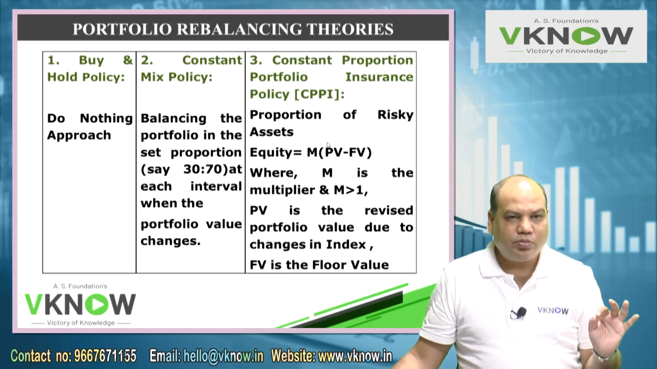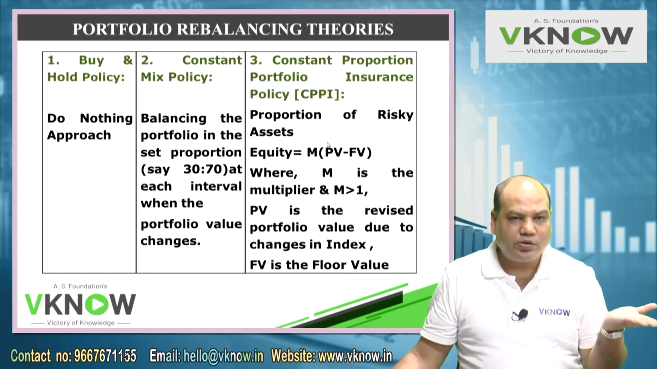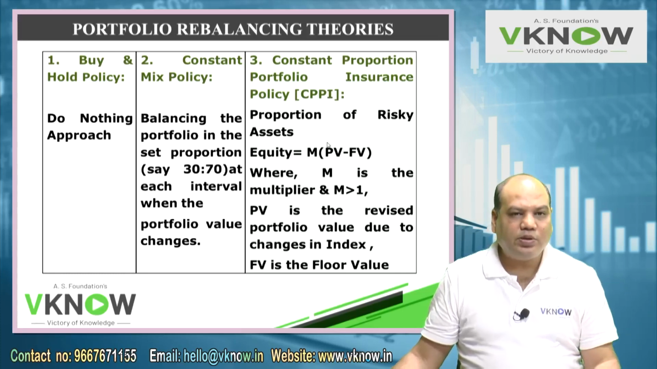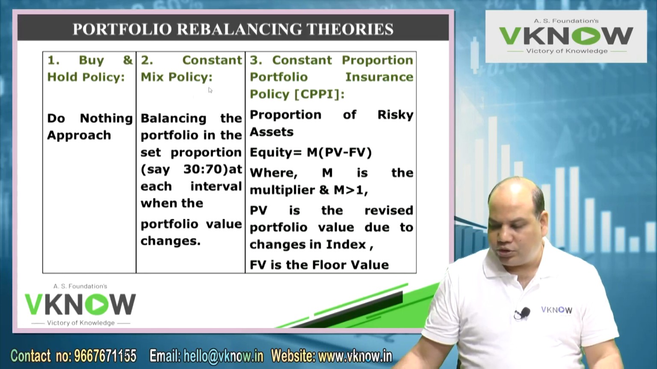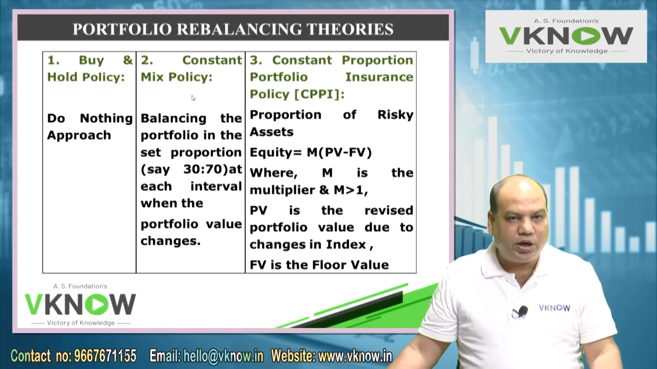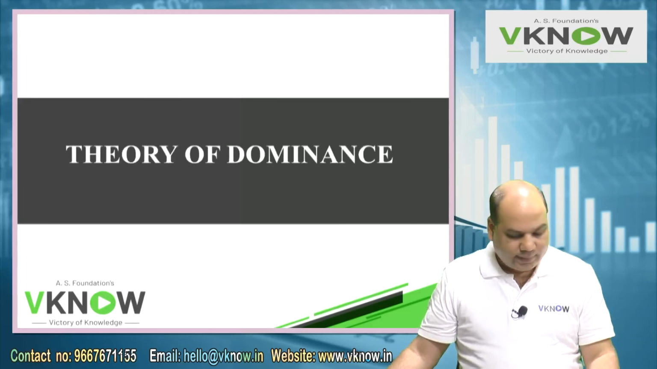CPPI leads to buying more equity when the prices go up and selling equity when the prices fall. In constant mix policy, we buy when the prices are low and sell when the prices are high.